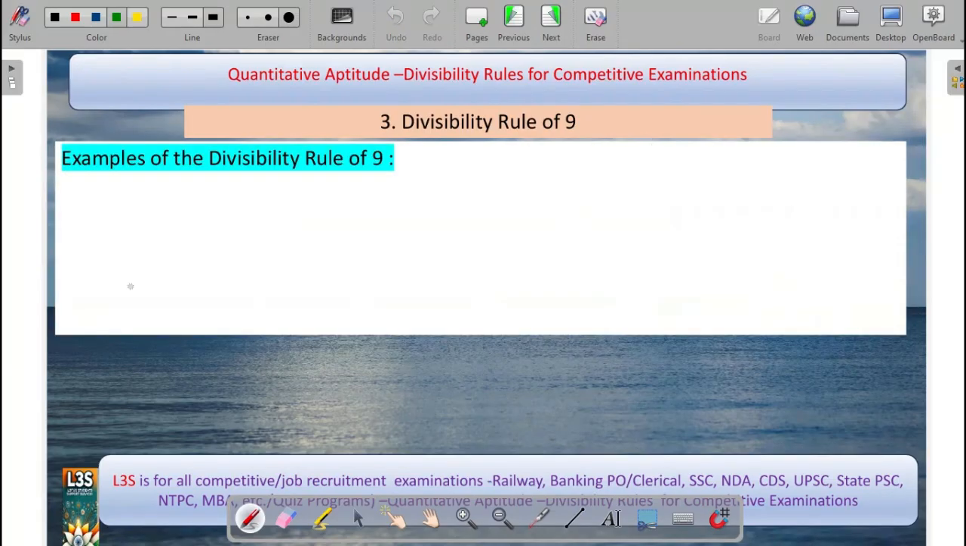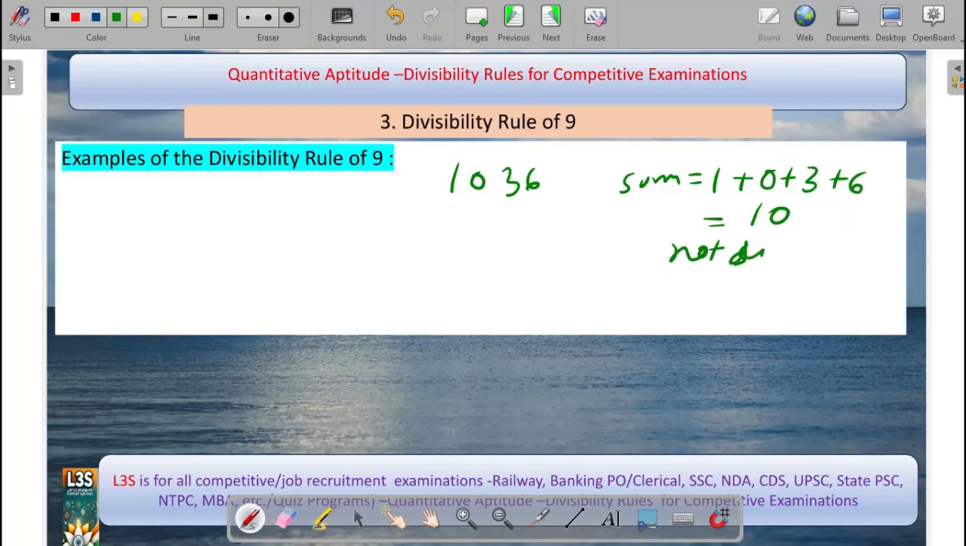Another example, say 1036. Now the sum will be 1 plus 0 plus 3 plus 6, that is 10. 10 is not divisible by 9. So this whole number is not divisible. This is how we have to check if a number is divisible by 9 or not. This is the rule.